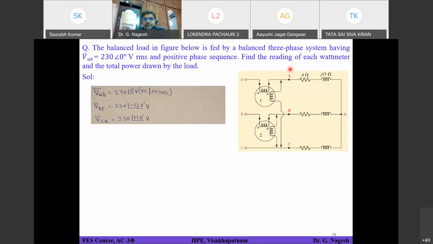Can anyone say what that value will be? Okay, so VAC will be minus of VCA. Right, VAC will be minus of VCA. So how to avoid this minus? What will be the effect of this minus in terms of phase angle? Or you try to convert minus 230 at an angle of 120 to a positive value. That means try to eliminate that minus. How to do that?